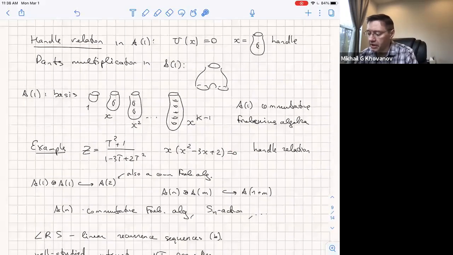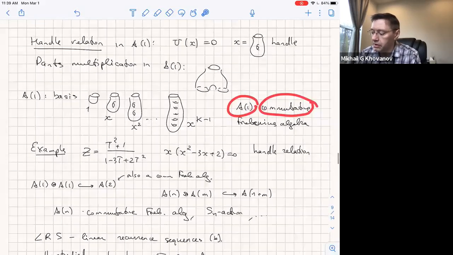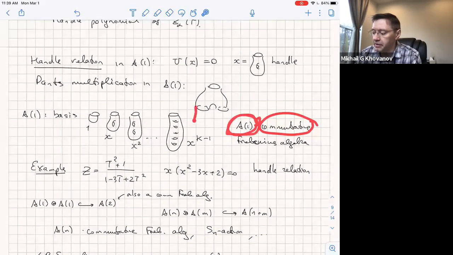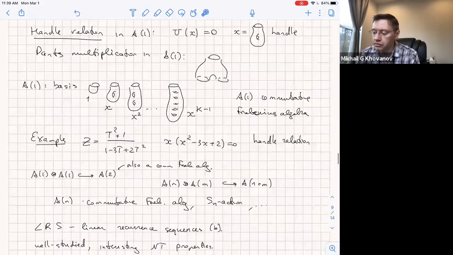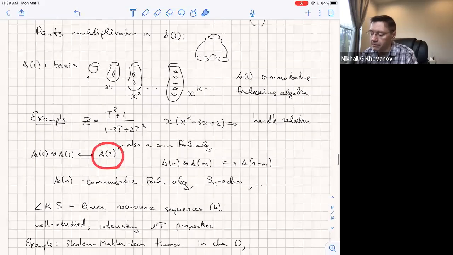So there are some additional structures. For instance, A1 is a commutative Frobenius algebra, because A1 elements here are represented by cobordisms, by surfaces with one circle component. So taking two such surfaces and composing with pants gives us an element in the same space. So for this reason, A1 is a commutative algebra, it's Frobenius. So some things are similar to 2D TQFT, some things are different, in the sense that this is just an inclusion, not an isomorphism.